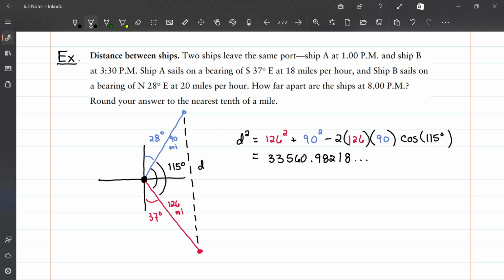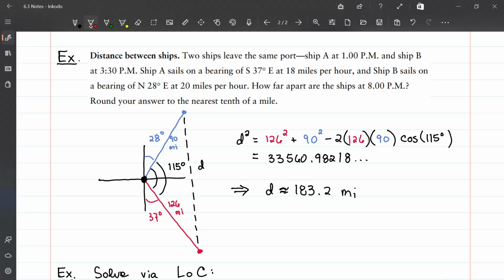That would be the exact answer for D squared, but of course we only want to know what D is, so we simply take the square root of that answer we just received, and we find out after taking the square root that if we were to round our answer to the nearest tenth of a mile, like we're being requested to do, it should be approximately 183.2 miles between the two ships.